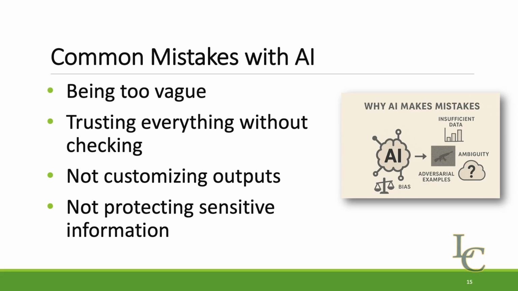What are some of the common mistakes that we make with AI? The first one is, of course, being too vague. We don't give it enough information. We just tell it, can you create a poster for me? It's going to say, well, a poster of what? What colors do you want to use? What is it about? What are you selling, or what are you doing, right? So don't be vague.